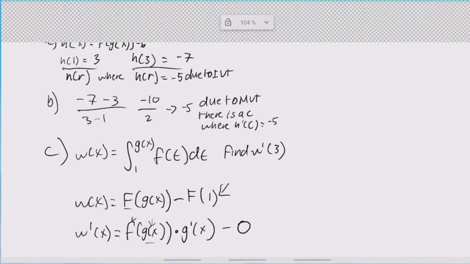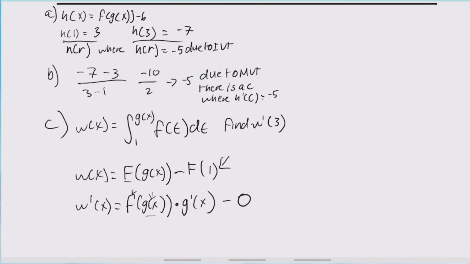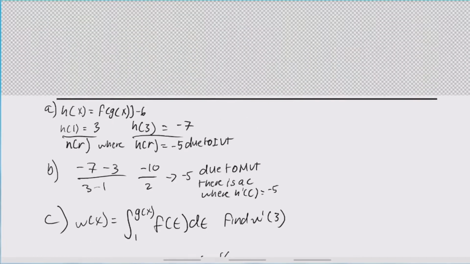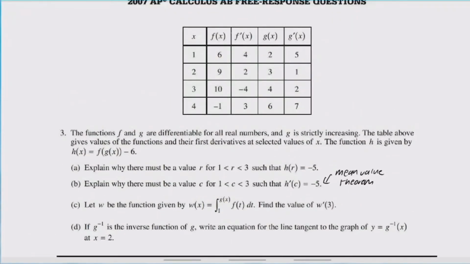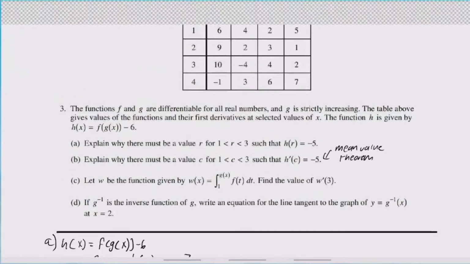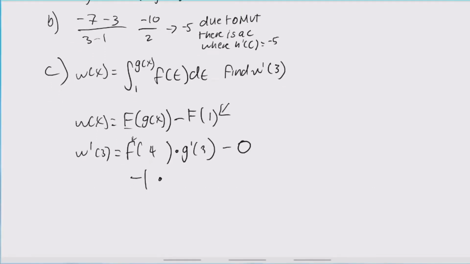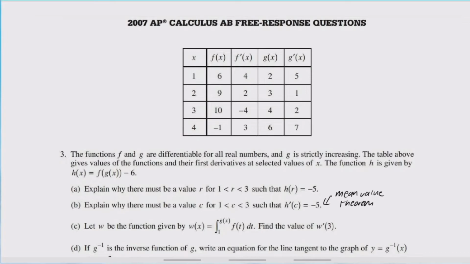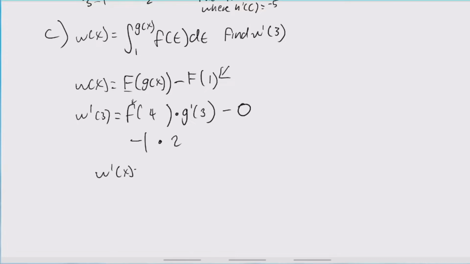So we're going to say f of g of 3. So then g of 3 again was 4, and then let me rewrite this as 3. And then f of 4 was negative 1. So we have negative 1 times g prime of x, and that's going to be evaluated at 3. So g prime of 3 is going to be equal to 2. So w prime of 3 equals negative 2.